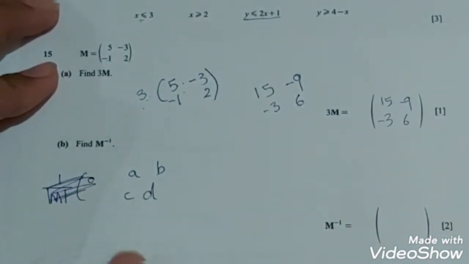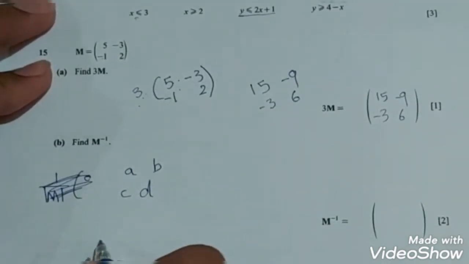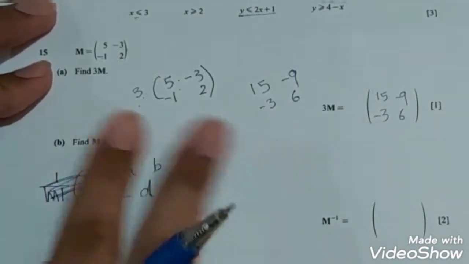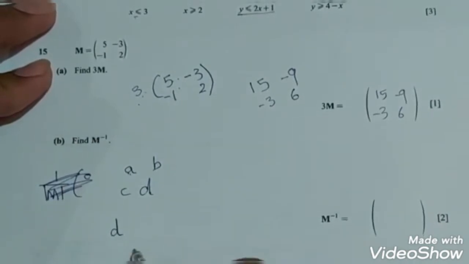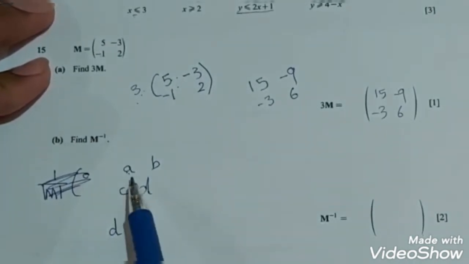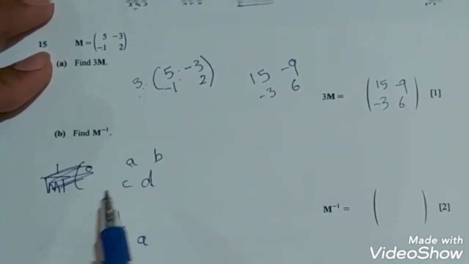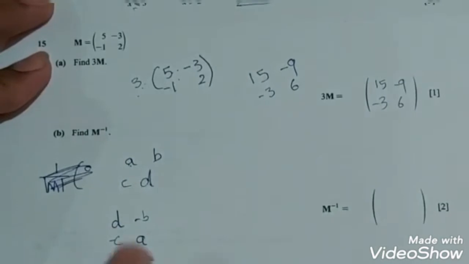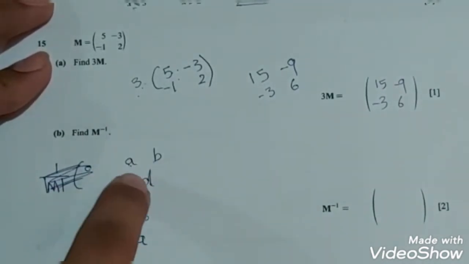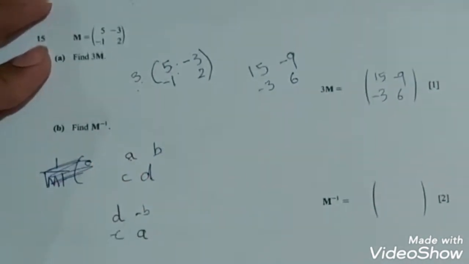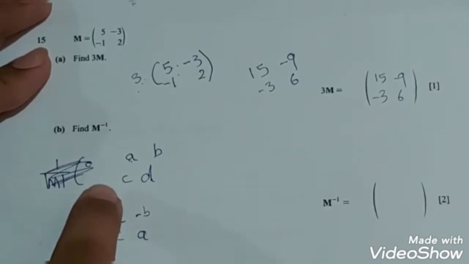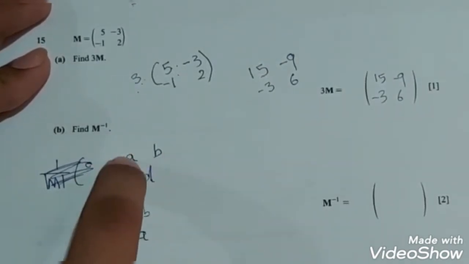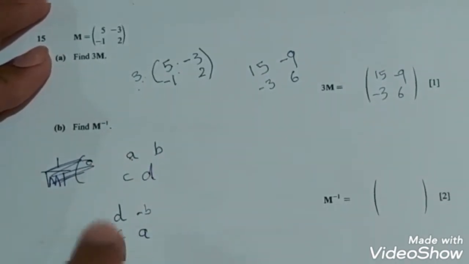So the basic formula for doing this is, firstly, we just switch these two over, we flip them over. So it's going to be D, A. And for C and B, what we do is we just add a negative sign next to them. So it's going to be negative B, negative C. We flip these two over, top left and bottom right, so it's D and A, and bottom left and top right, we just add a negative sign next to them. So as you can see, this is what we do.